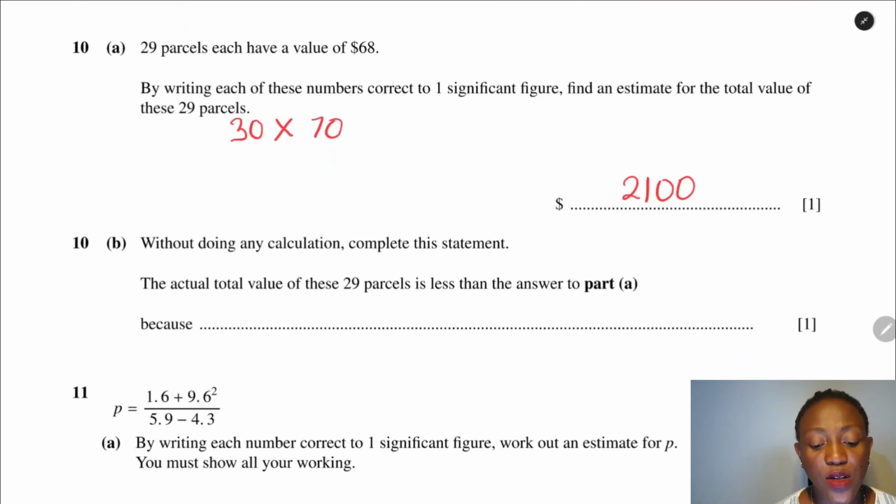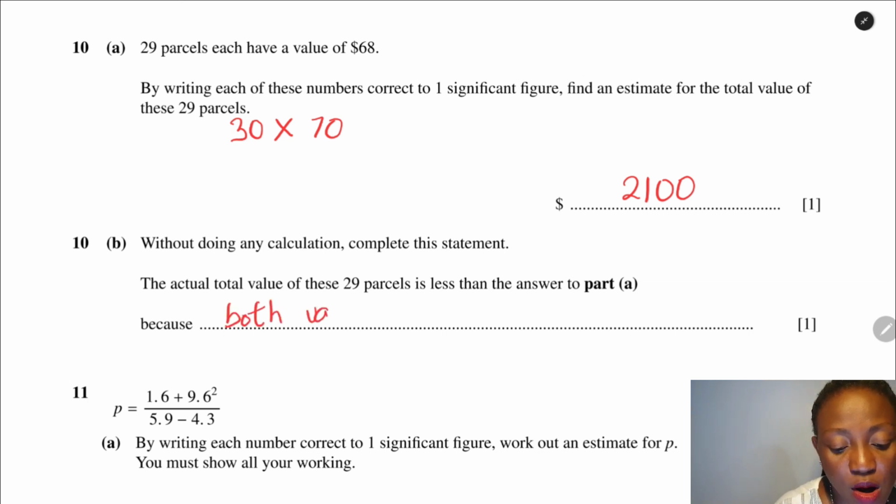Now we are being asked, without doing any calculations, complete the statement. The actual total value of these 29 parcels is less than the answer to part A because we rounded up. The two values in question 10A were rounded up. 29 was rounded to 30 while 68 was rounded to 70. So the reason why this value would definitely be higher than the actual value is because both values were rounded up.